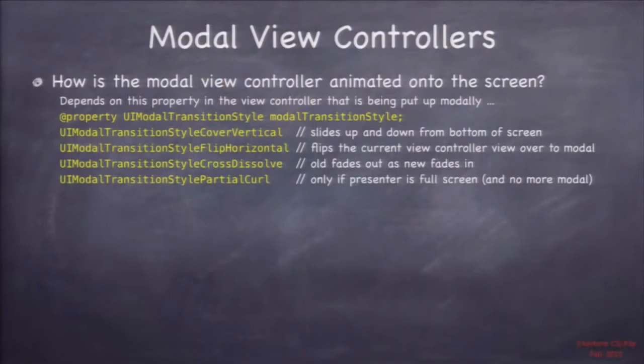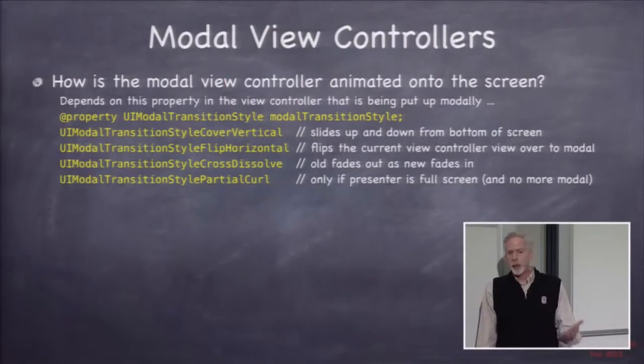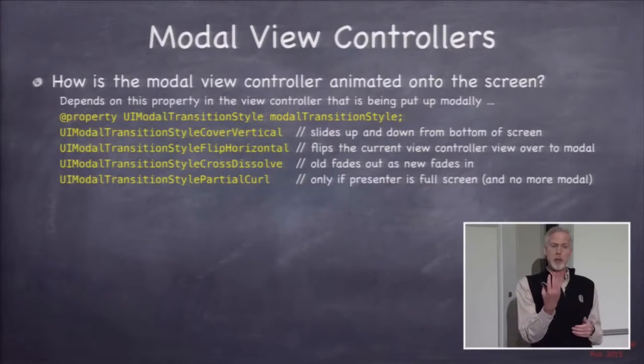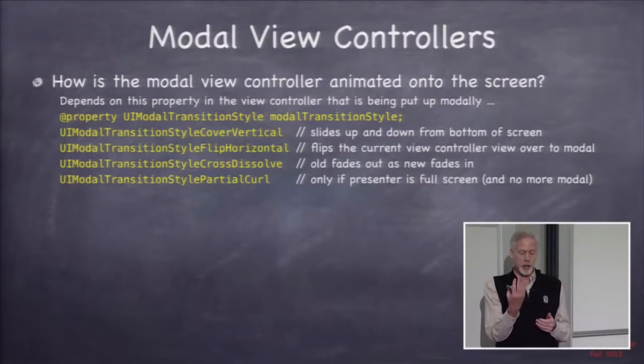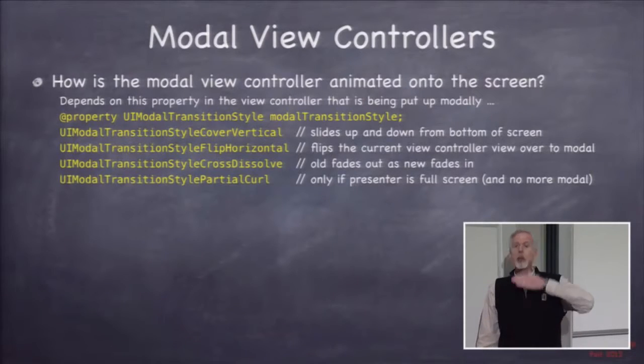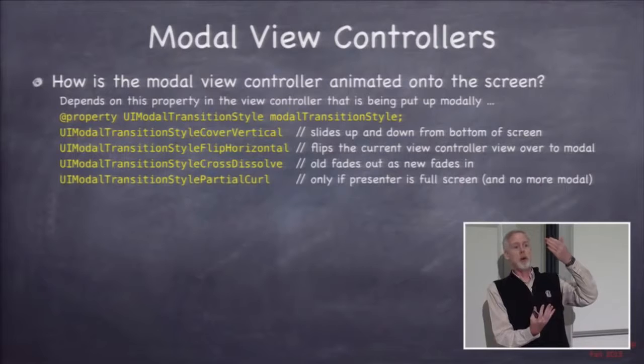How does the modal view controller appear on screen? That's set by this modal transition style property in the presented view controller. And it has various choices here, like cover vertical is slide up from the bottom, like I showed in the demo there. There's also flip horizontal, which will flip the new one in horizontally. There's also cross dissolve, right, which kind of fades the new one in. And partial curl, which will curl up the current one and show the new one underneath.